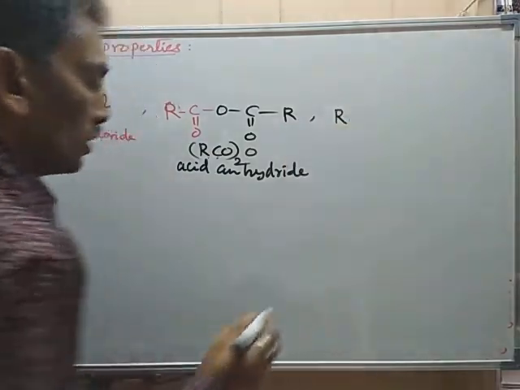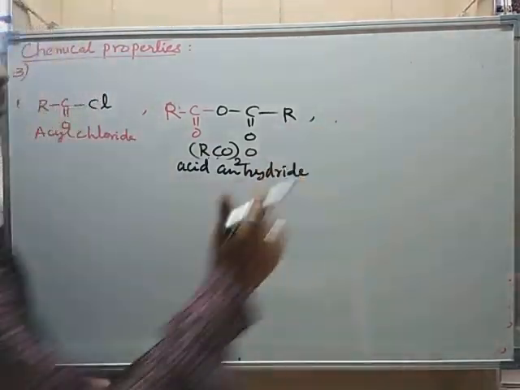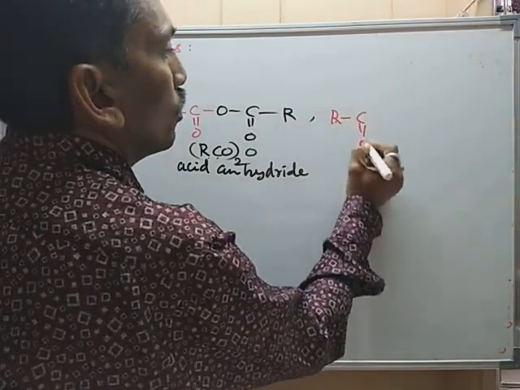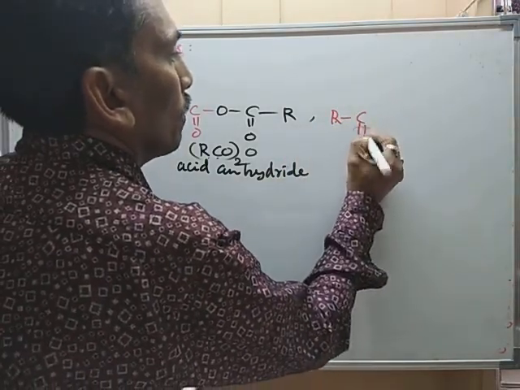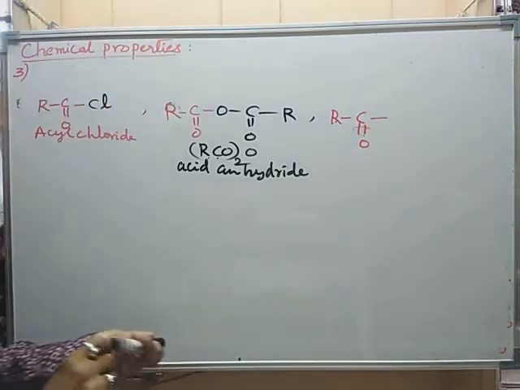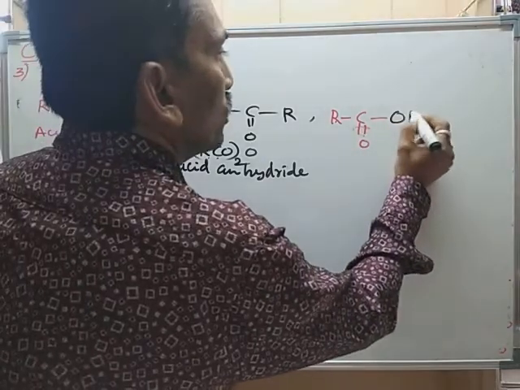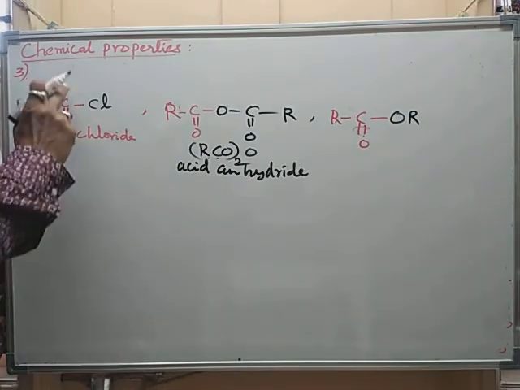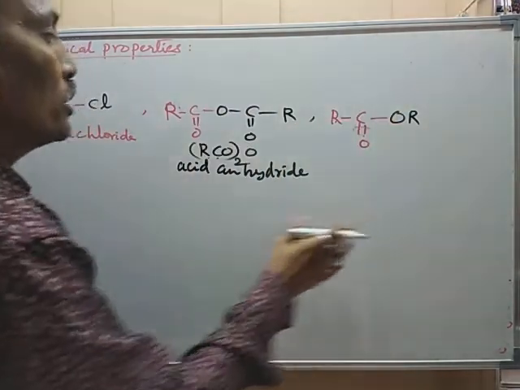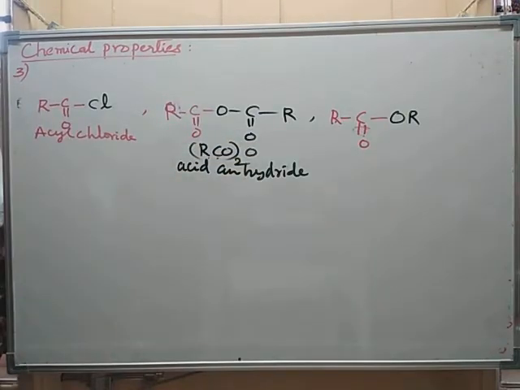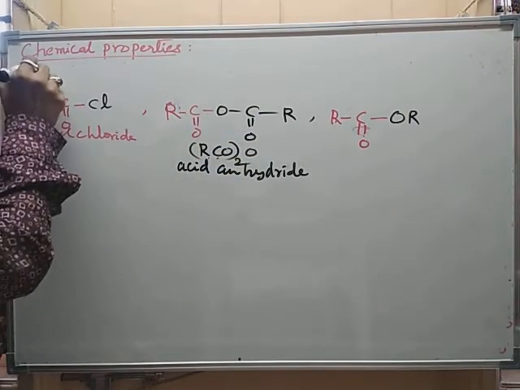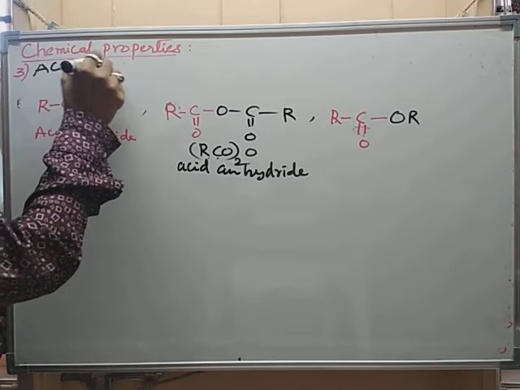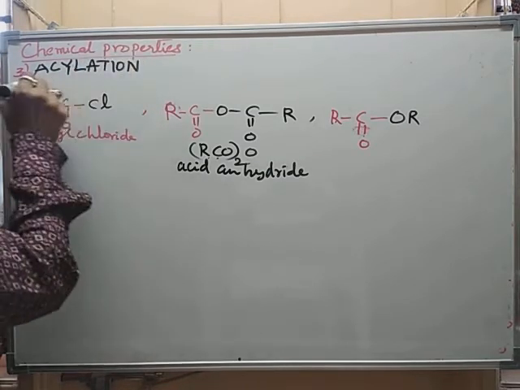Then RC double bond O, OR. What you observe by using different colors, a little bit of risk is taken by me. Here the RCO group is going to be introduced in amines. That reaction is known as acylation. The name of the chemical reaction is acylation.